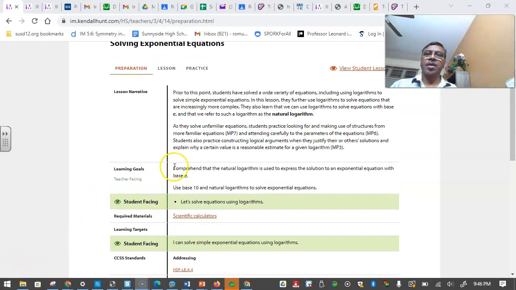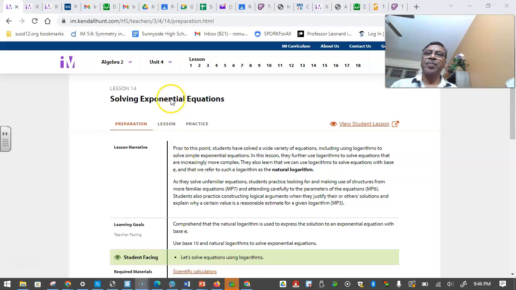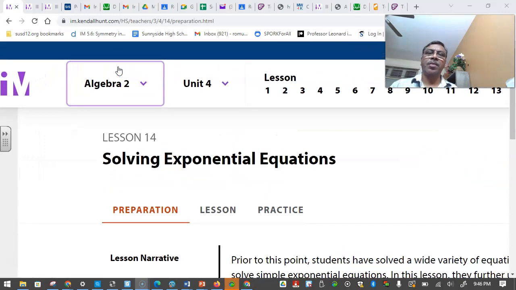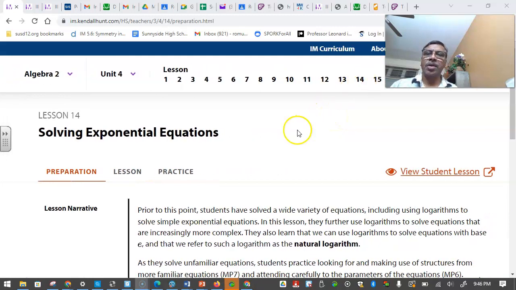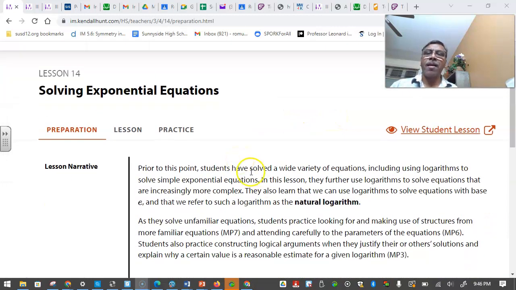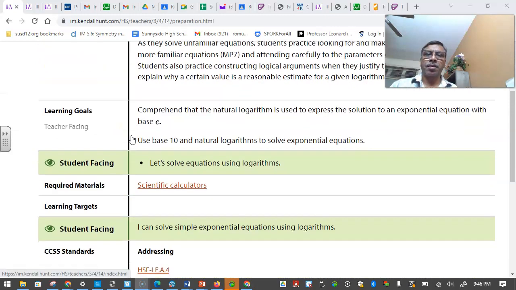Okay, hello students. Here I'm working on Algebra 2, Unit 4, and today I'm working on Lesson 14. So I'll just walk through some of the tasks.